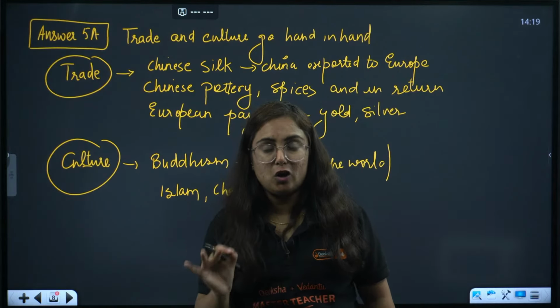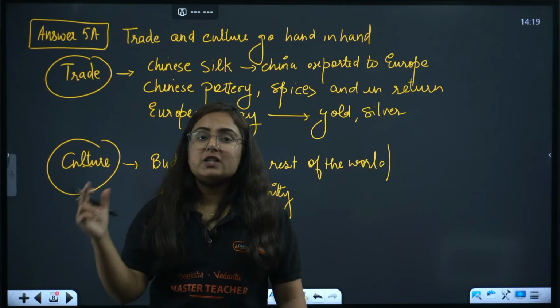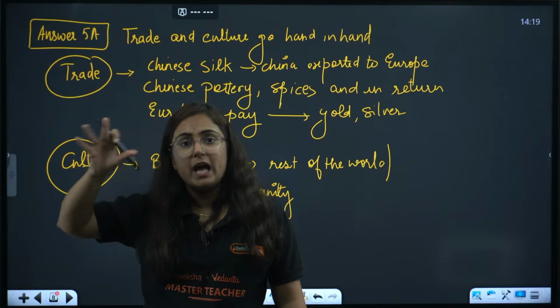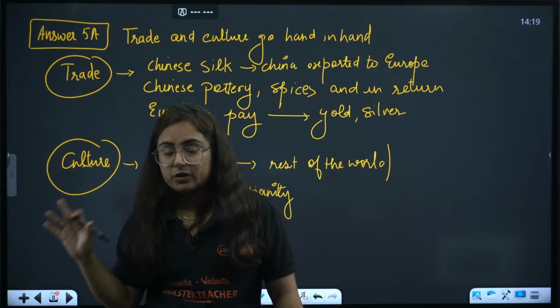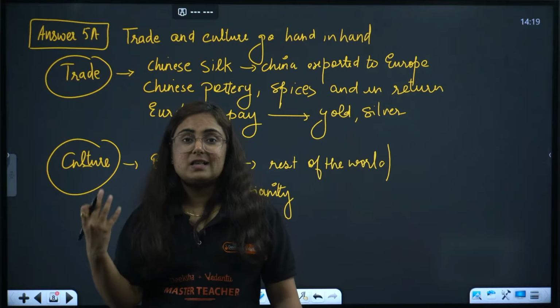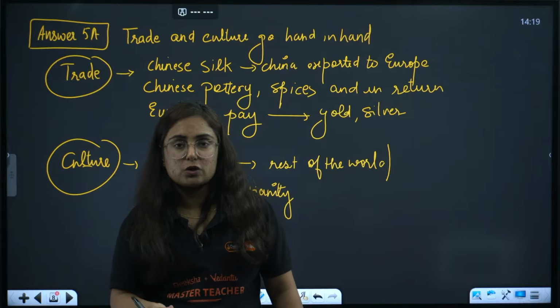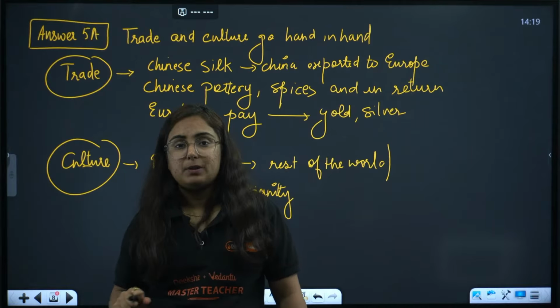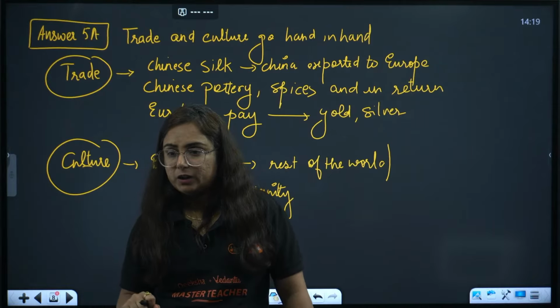Tell me. Spaghetti to noodle, Buddhism. Spaghetti and noodles are particularly food items. Do not mix it with trade and culture. Trade is different, spaghetti and noodles is different. Whenever the question comes that this facilitated the food exchange in the world, then write the example about spaghetti and noodles.